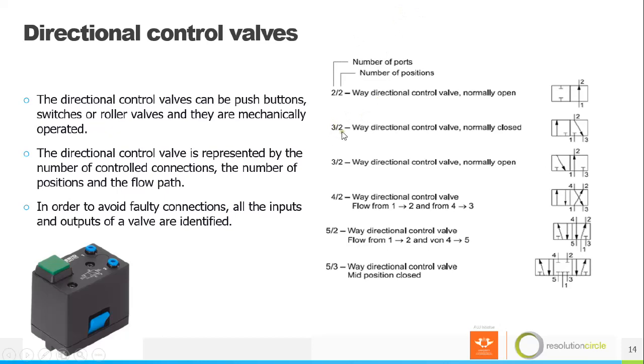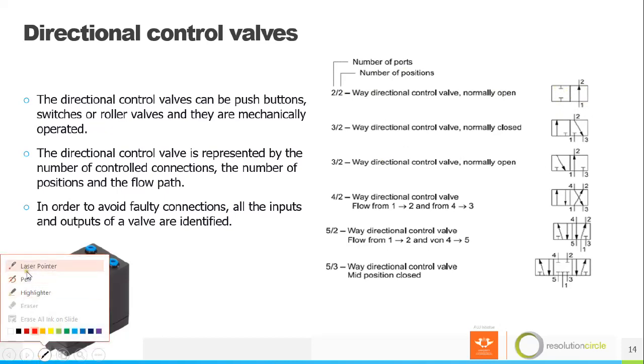The first number of the valve will represent the number of ports. What do I mean about ports? It is where you will connect your pipe, or it's the pathway where pressure will flow. And the second number represents the number of positions. What are positions? These squares, this square and this square, those are the positions.